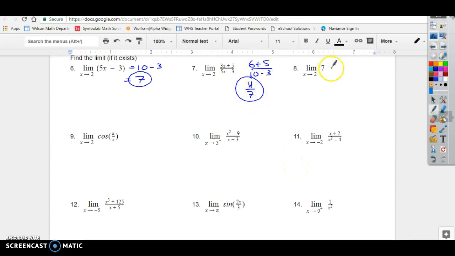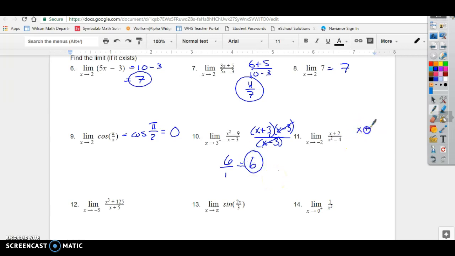All right, limit of 7 as x approaches 2. Well, that's constant, so that would be 7. Cosine of pi over 2. Pi over 2 is 90 degrees, and cosine is the x-coordinate at 90 degrees, which would be 0. If we plug 3 in, notice this is undefined, so we need to figure out if it will have a limit or not. So if it's removable, which it is, we will have a limit here. So if you plug 3 in here, you're going to get 6 over 1. Your limit will be 6.